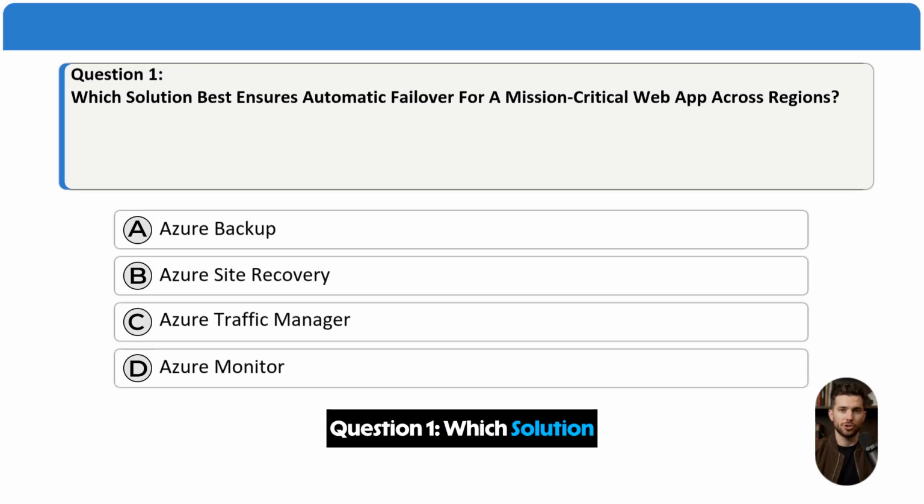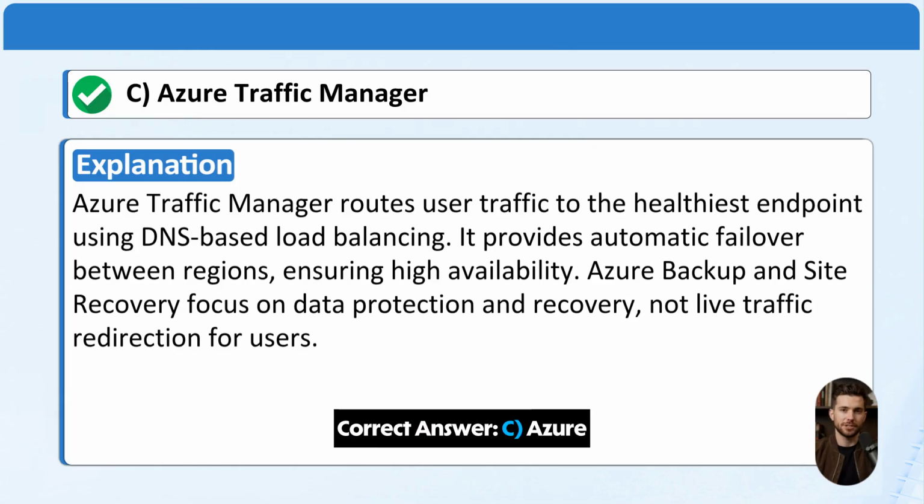Let's start. Question 1. Which solution best ensures automatic failover for a mission-critical web app across regions? A. Azure Backup. B. Azure Site Recovery. C. Azure Traffic Manager. D. Azure Monitor. Correct answer, C.